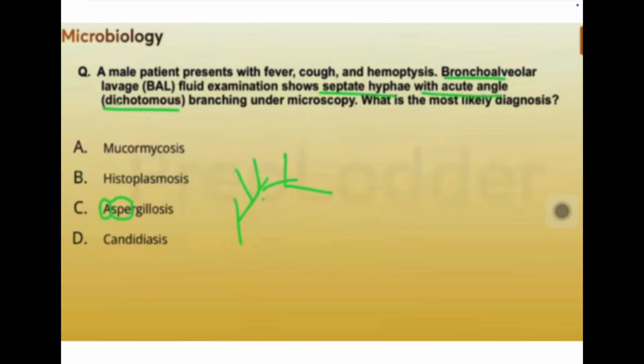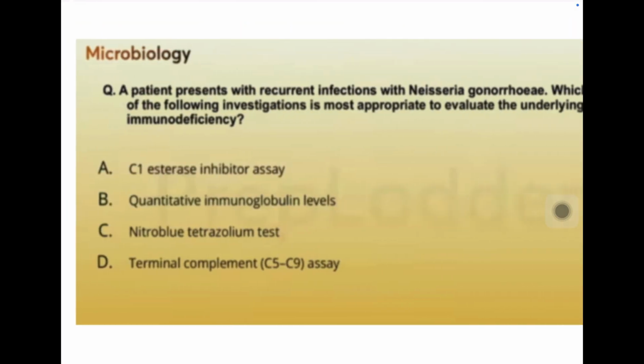A male patient presents with fever, cough, and hemoptysis. Fungal ball shows septate hyphae with acute angle dichotomous branching. What is the diagnosis? Aspergillus.